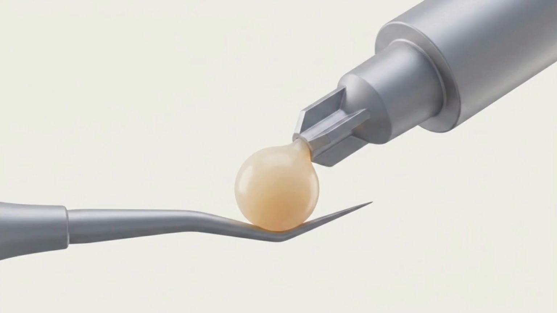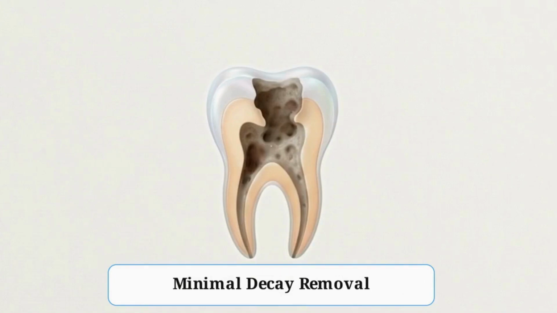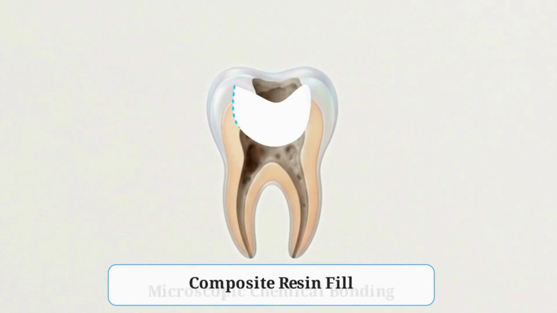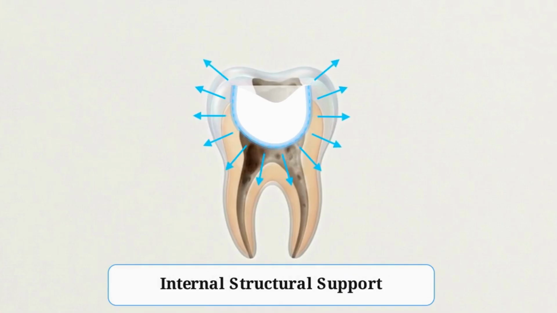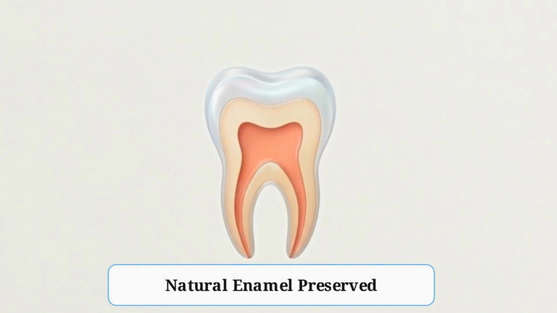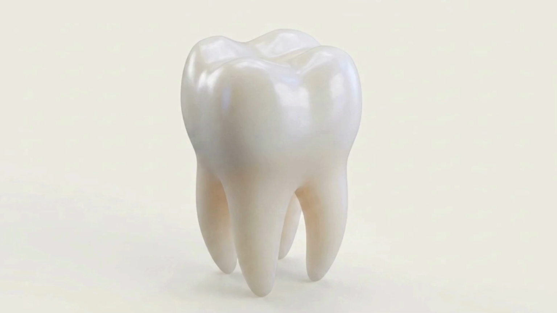Modern dentistry has shifted towards composite resin. This material matches the color of the tooth and functions through chemical adhesion rather than just mechanical wedging. Because this resin forms microscopic bonds with the tooth surface, the dentist only needs to remove the decayed tissue. The material supports the remaining tooth structure from the inside out, preserving more of the natural enamel. Material science has moved the practice of dentistry away from simply hammering a metal plug into a hole toward the reconstruction of the tooth's original form.